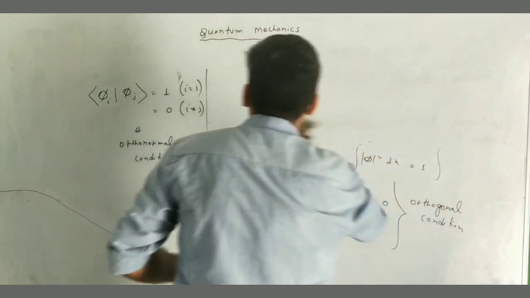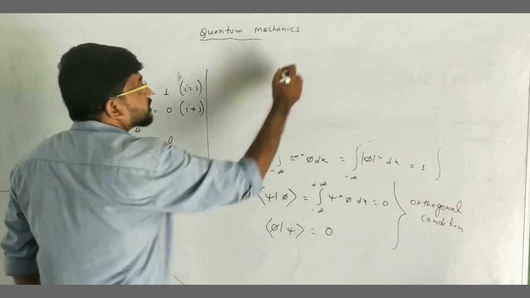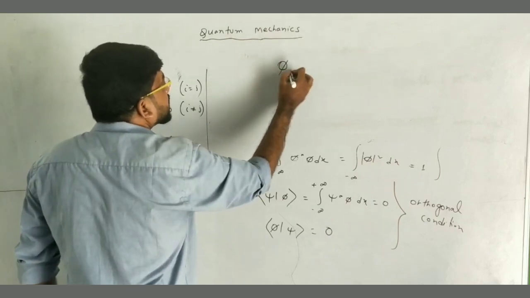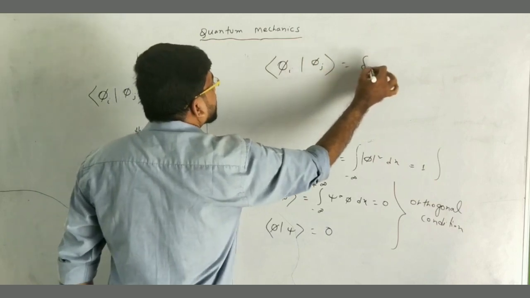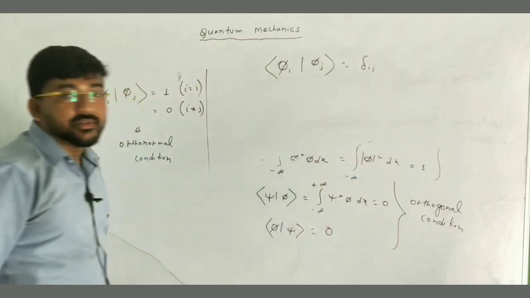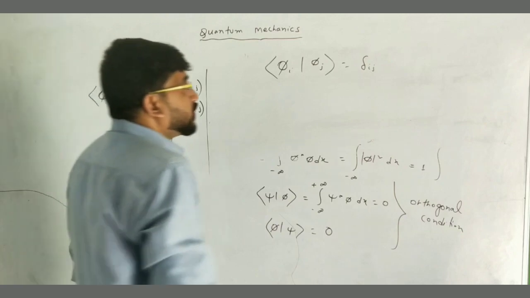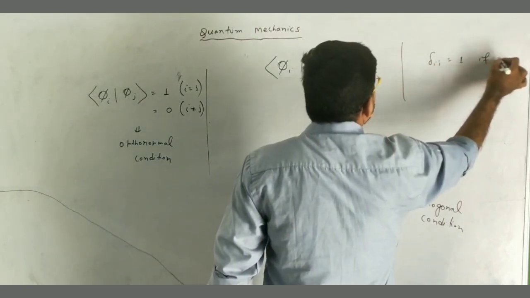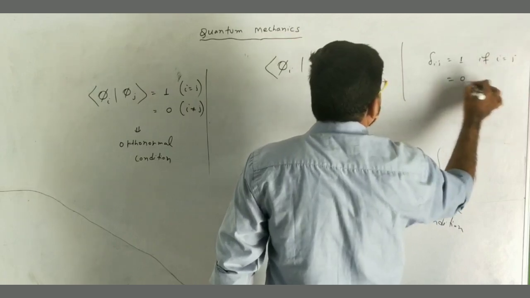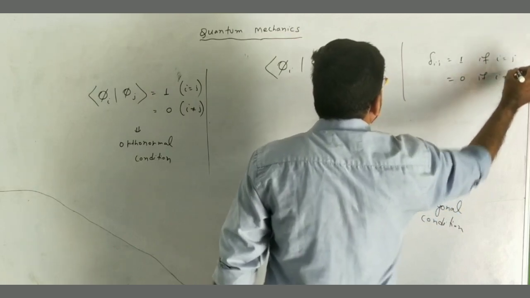So, what we have? If we have two wave functions, one is phi i and another is phi j, and if you take the scalar product of this, then it will be delta ij. This is the Kronecker delta, and you know that delta ij is equal to 1 if i is equal to j, and this will be 0 if i is not equal to j.